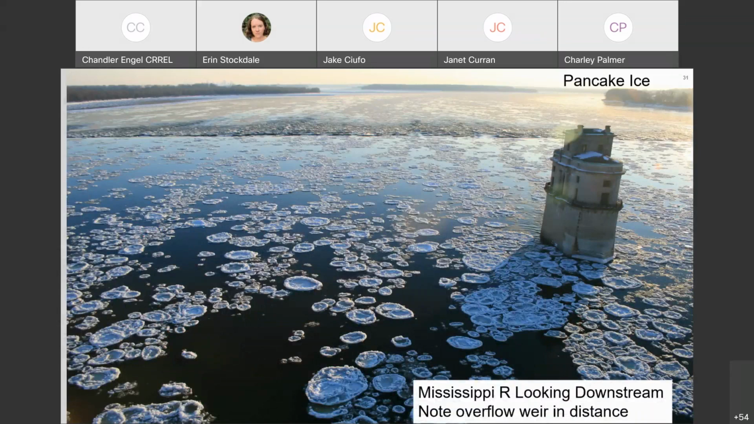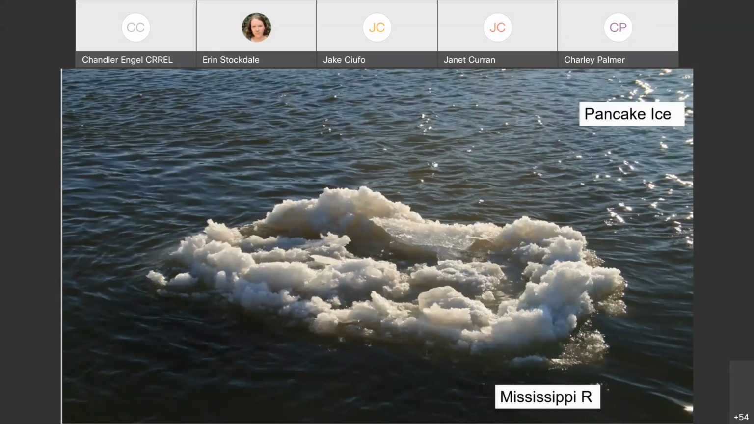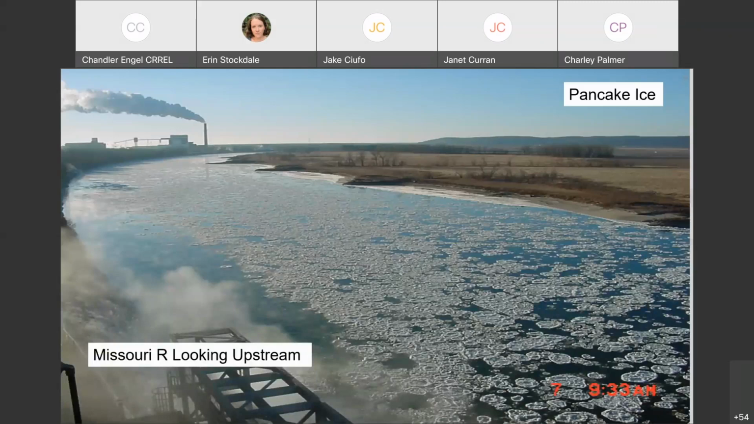Here's an example of some pancake ice on the Mississippi River. You can see here the rounded edges from the collisions of these accumulations together. Here's an example of one of those close up. We've got more pancake ice on the Missouri River now. You can see if you look closely, some of the individual forms are merging together into these larger accumulations and forming flows. So this is the step right before forming a large flow.